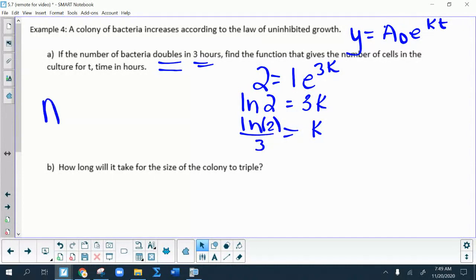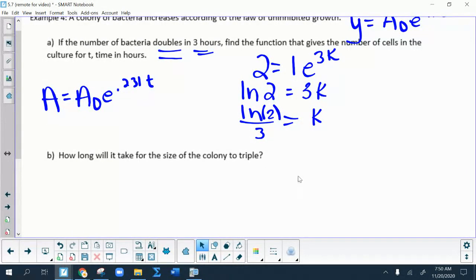So therefore, our equation is a equals a naught e to the, and I guess I'll go ahead and calculate a quick decimal to fill in for that. Natural log of 2 divided by 3 is 0.231. But of course, what I really would be doing is saving or storing that value I just found into a value on my calculator.